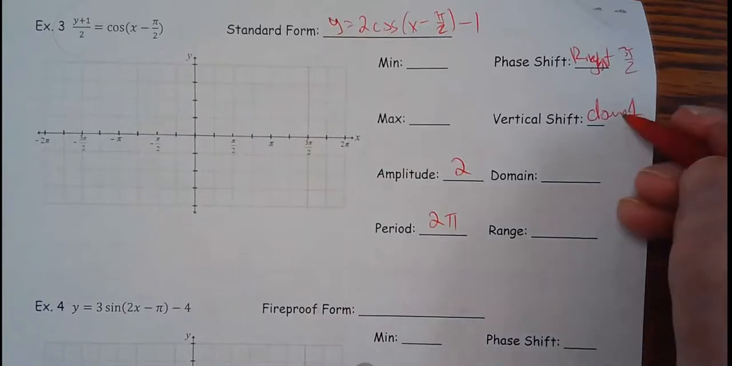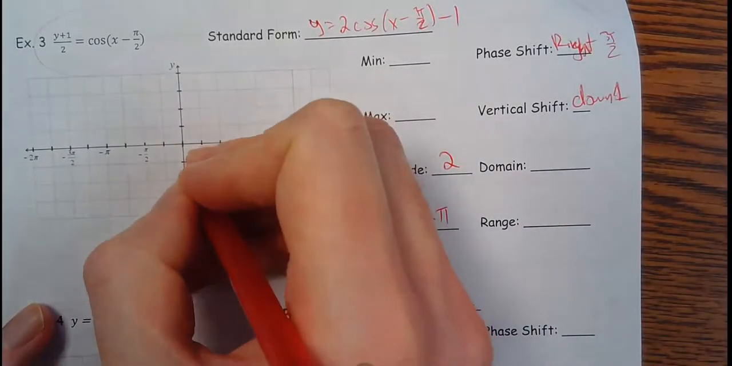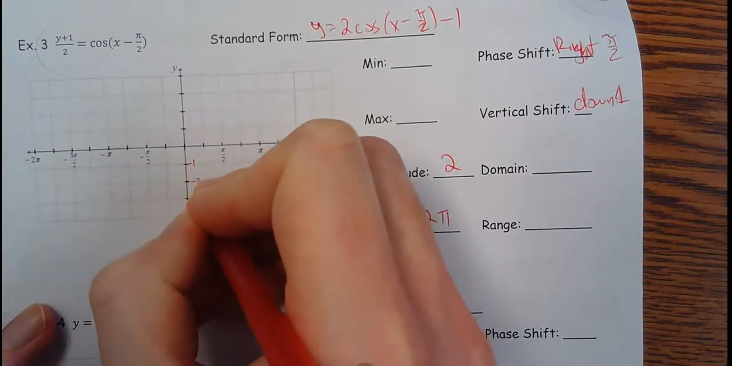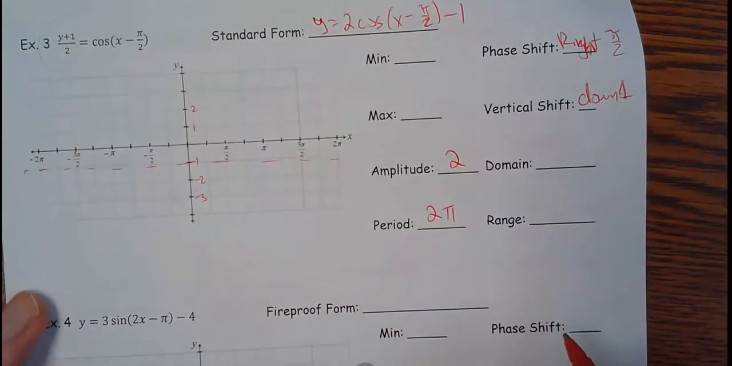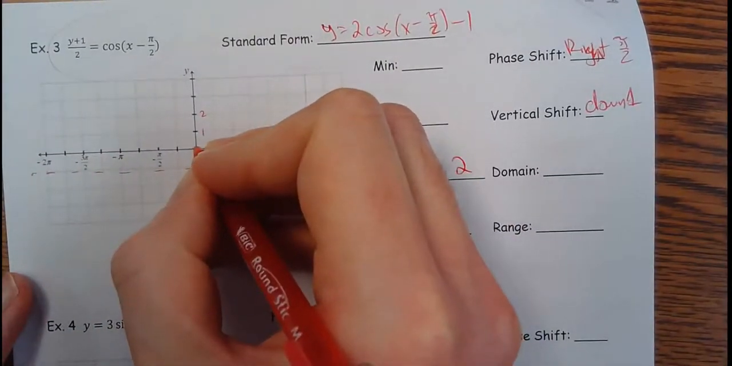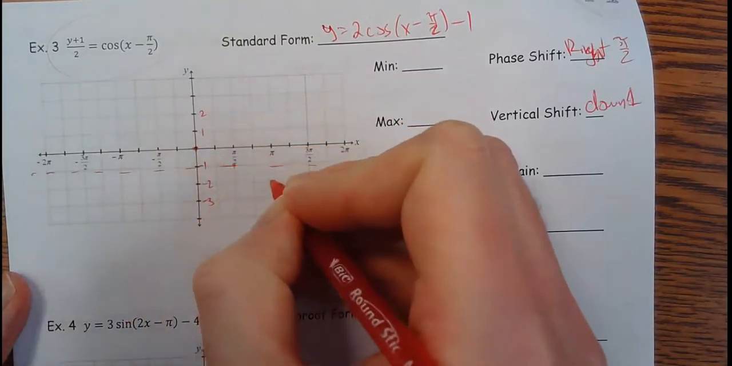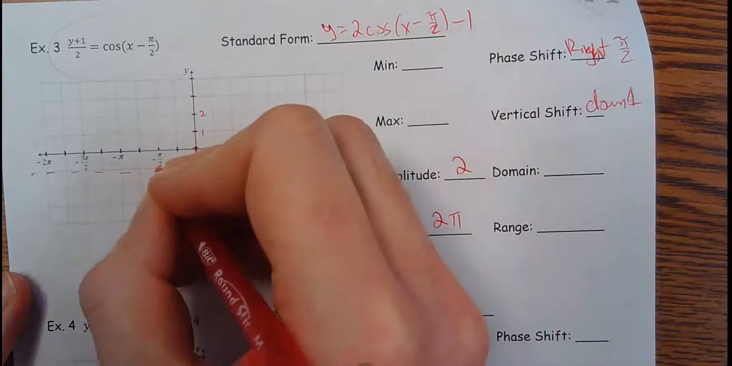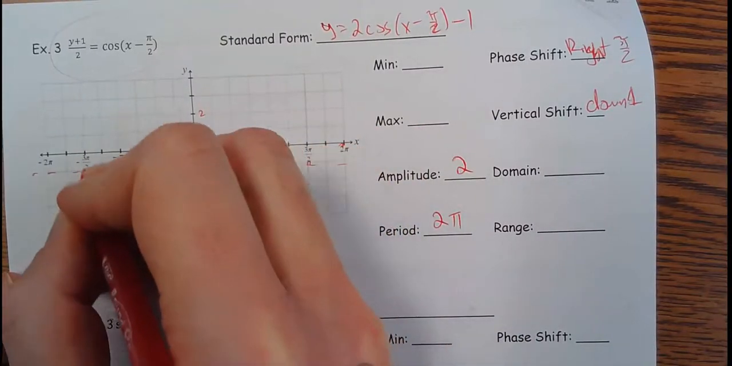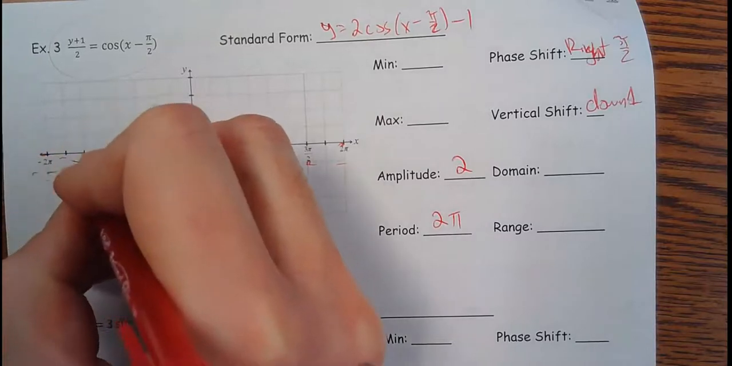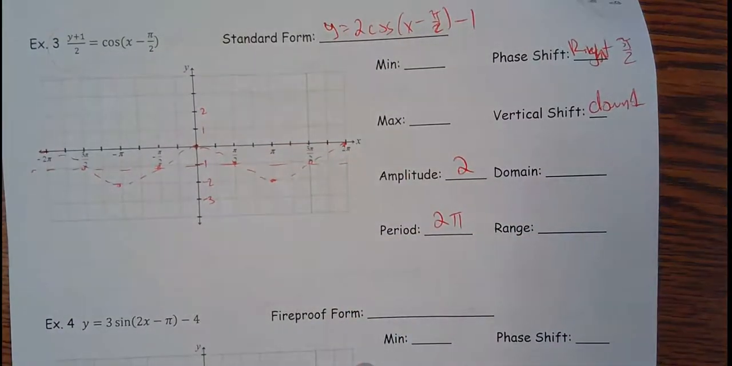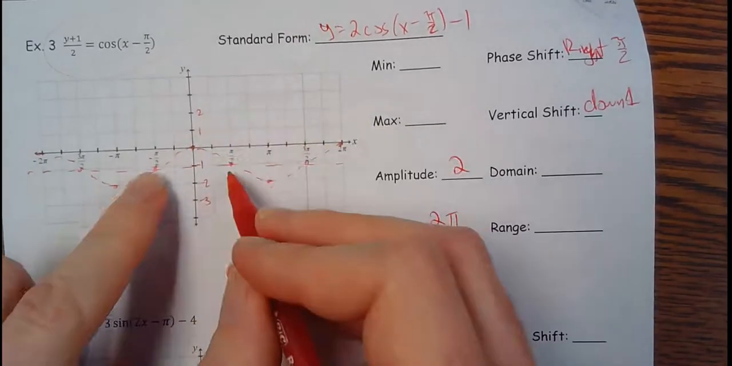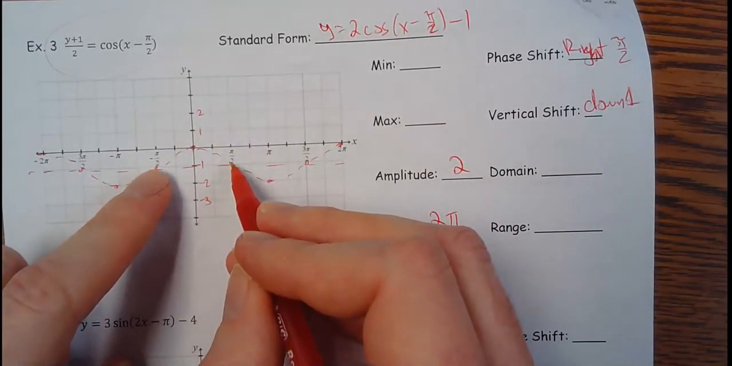And so if I go down 1 unit, that's my new baseline. I'm going to do 1, negative 1, negative 2, negative 3. So now here's my new baseline, and cosine would normally be up 1 unit from that. It looks something like this. Okay, but now we're going to shift it. So every point, every zero is going to go pi over 2 to the right.